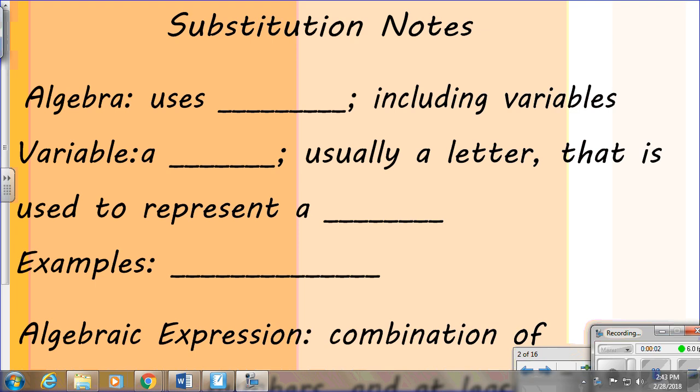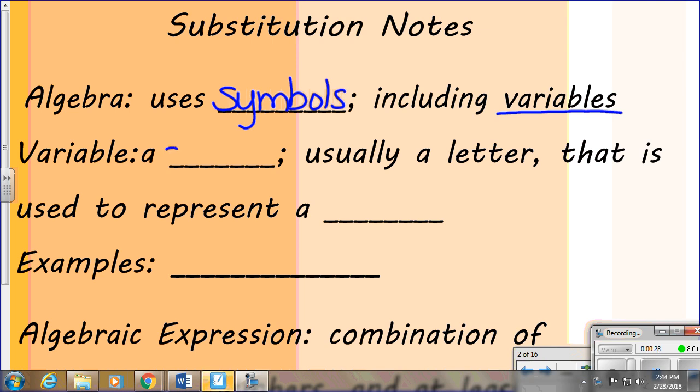Today we're going to learn about algebraic expressions. Another way to think about them is as formulas. Some vocabulary that we need to learn first is algebra, which uses symbols including variables. You have a blank space there that you need to insert the word variables.